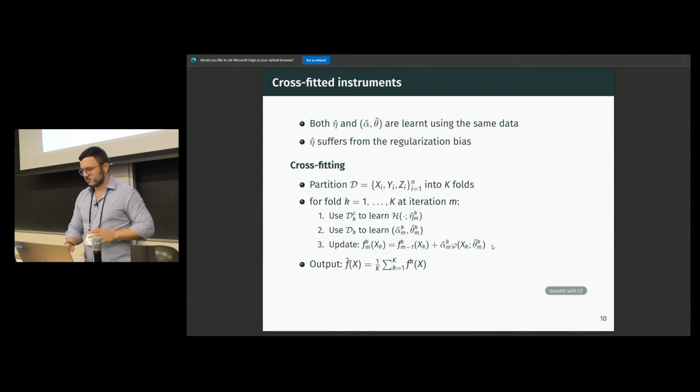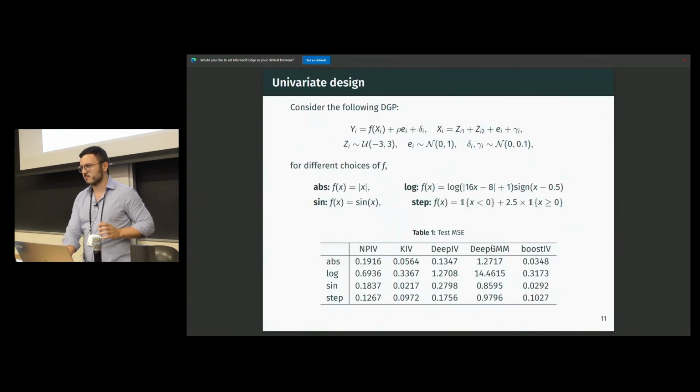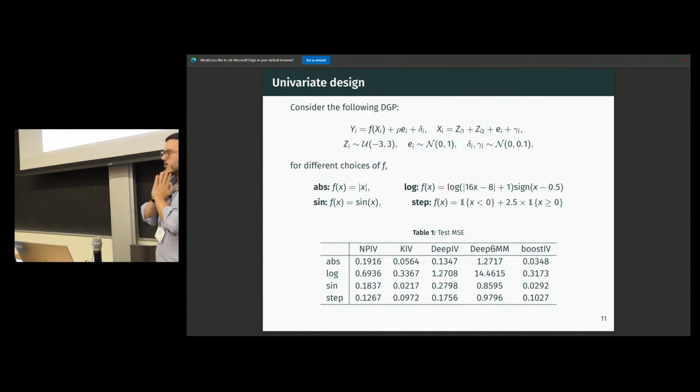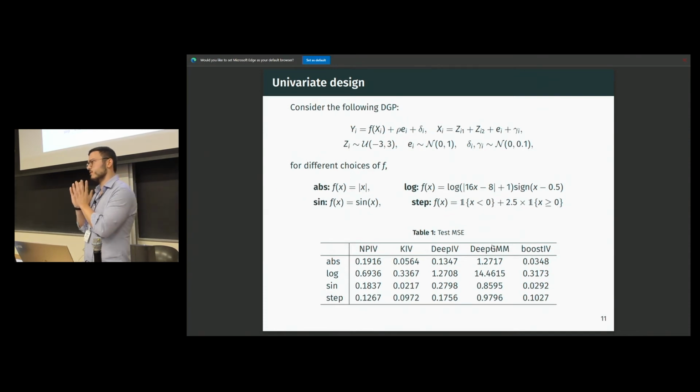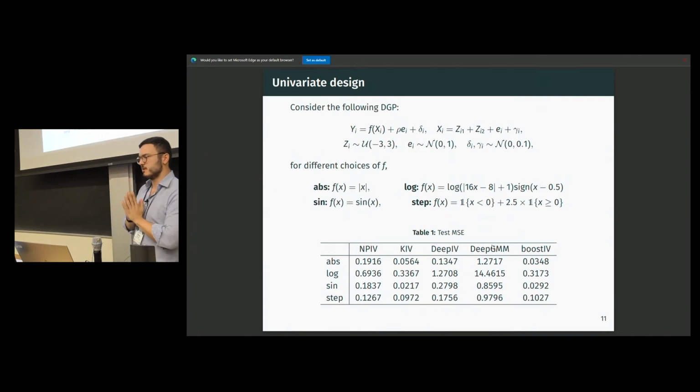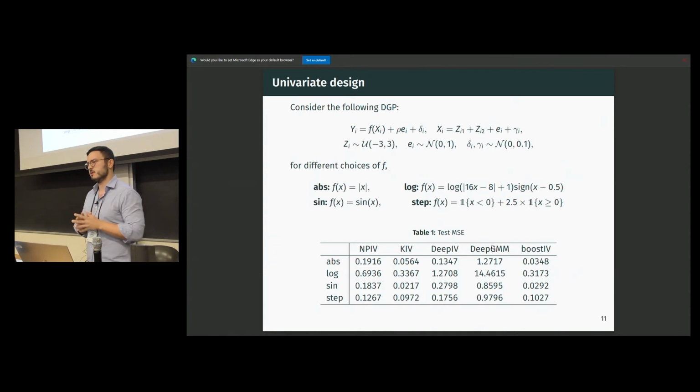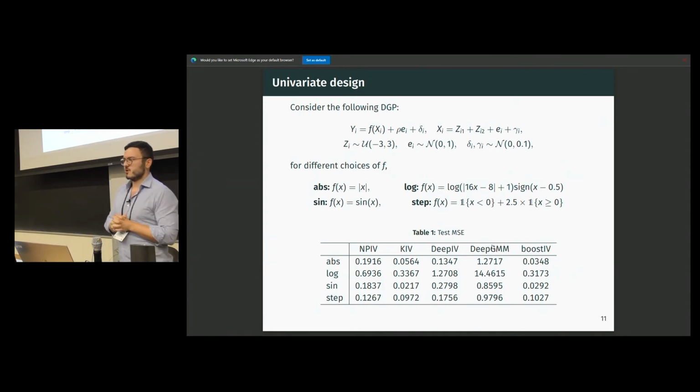I think I'm running ahead of time, but we can talk more about the results then. We ran a lot of simulations. I'm just going to show you one univariate design here, just because I have a cool picture, which I will show you in the next slide. But we also have multivariate designs and even some more economically driven applications that we'll talk about at the end of the talk.